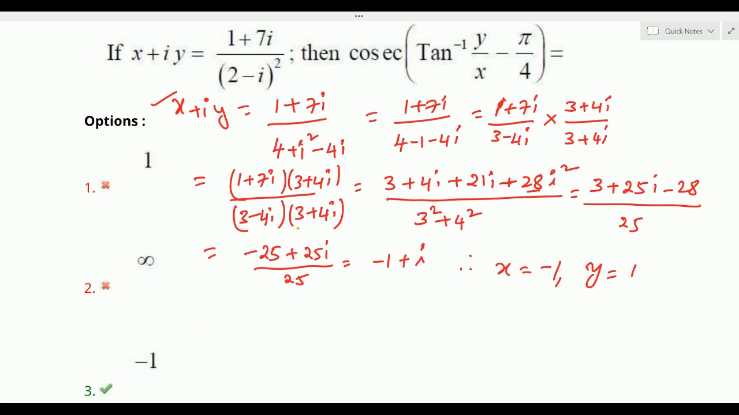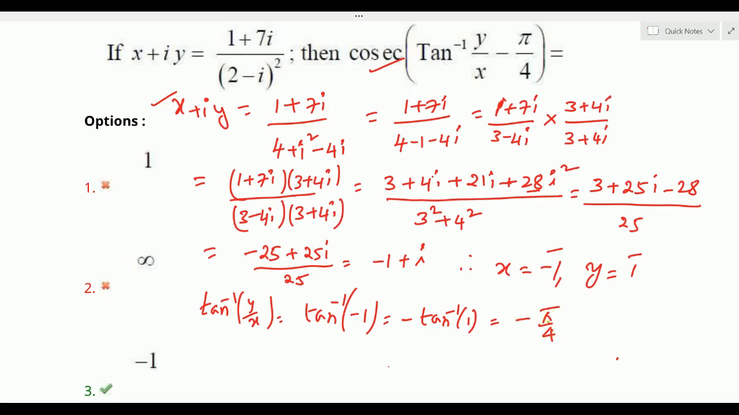Okay, now what we want is cosecant of tan inverse y by x minus pi by 4 కావాలి. ముందు tan inverse y by x ఏంటో చూద్దాం. tan inverse y by x result, that is tan inverse of y అంటే 1, x అంటే -1. tan inverse -1 అంటే minus tan inverse 1. అంతేనా? tan inverse 1 అంటే you know well pi by 4, minus pi by 4 we got. tan inverse y by x is minus pi by 4 వచ్చింది.